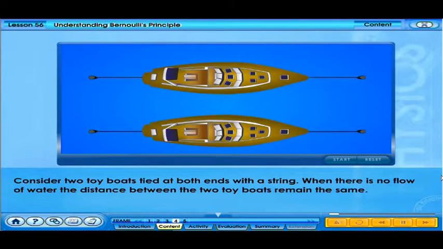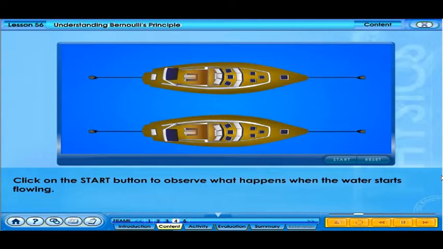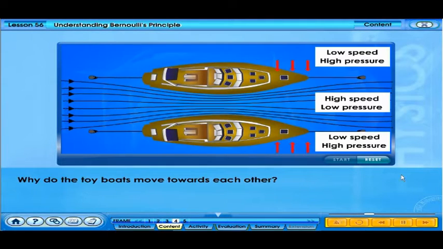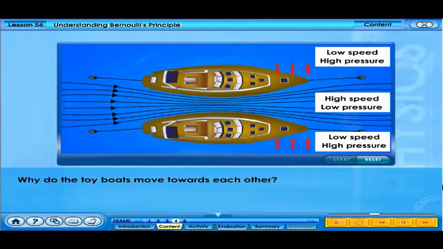Consider two toy boats tied at both ends with a string. When there is no flow of water, the distance between the two toy boats remains the same. Click on the Start button to observe what happens when the water starts flowing. Why do the toy boats move towards each other?